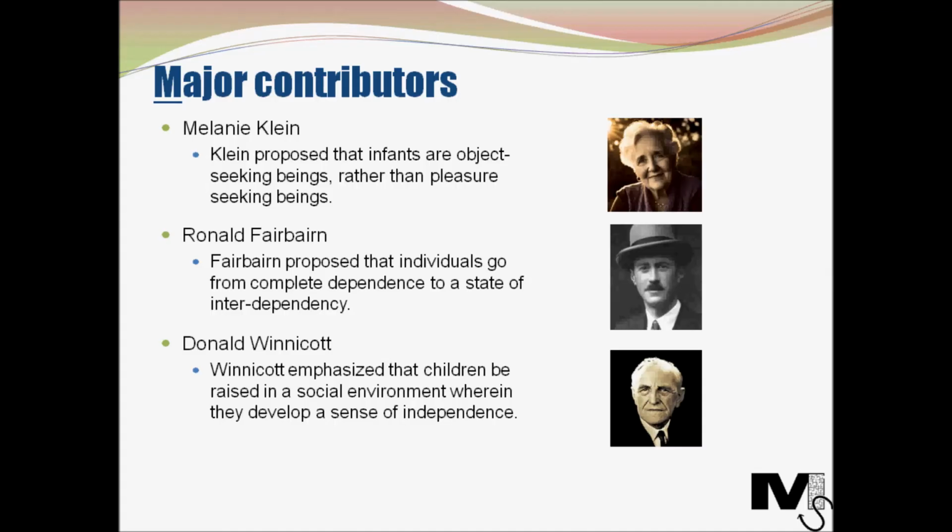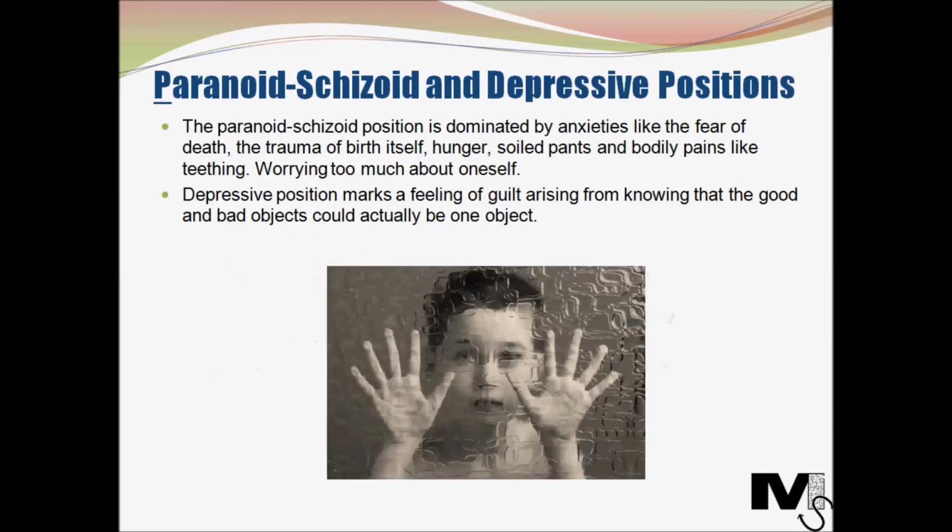Now, what we'll do is look at another couple of concepts and then see how object relations theory can be used in therapy. Klein proposed that for the first few months from birth, an infant is in a paranoid schizoid position. This stage of an infant's life is dominated by anxiety. These anxieties can be caused by things like the fear of death, the trauma of birth itself, hunger, soiled pants, and bodily pains like teething.